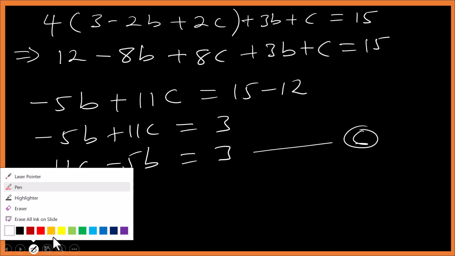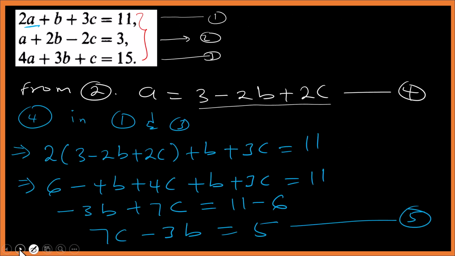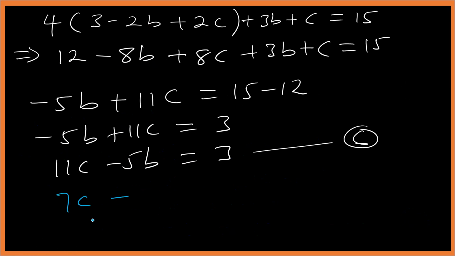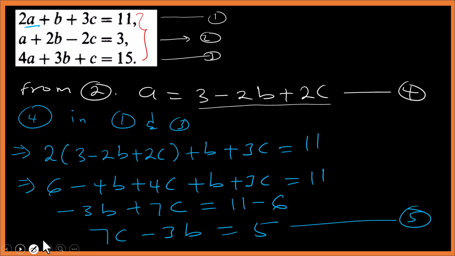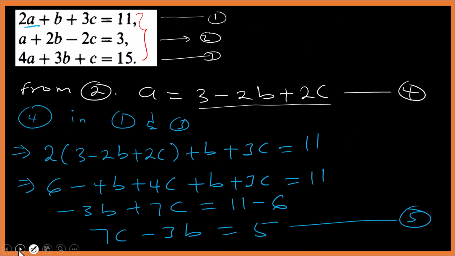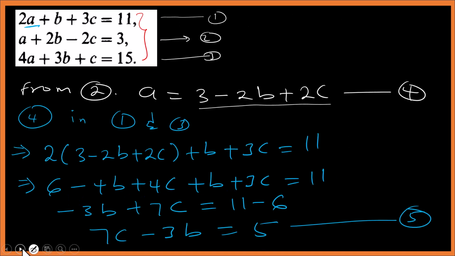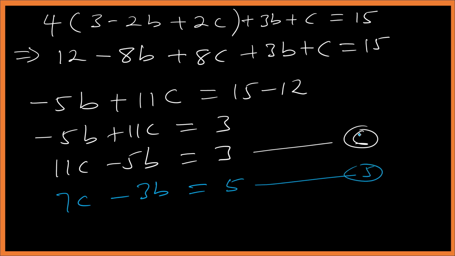Now, let's observe the c and b. So we have 7c minus 3b equals 5, which is the fifth equation, and this side is the sixth equation. So let's solve the system of equations. Once we are able to find b and c, it will pave way for the a.